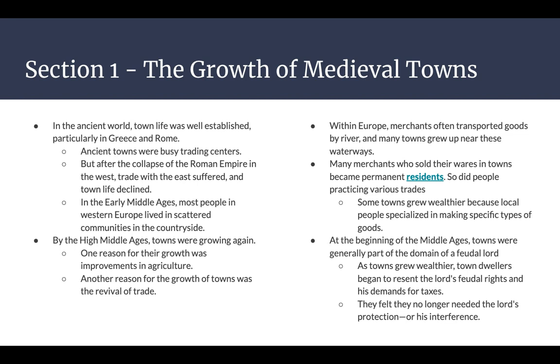Many merchants who sold their wares or their products in towns became permanent residents. So you didn't really have as many nomadic traders anymore. You have people who are going to set up shop in a settlement. They're going to stay stationary because they have access now to these waterways, to these port cities, to these really popularized trade routes. So because of this, some towns grew wealthier because local people specialized in making specific types of goods.